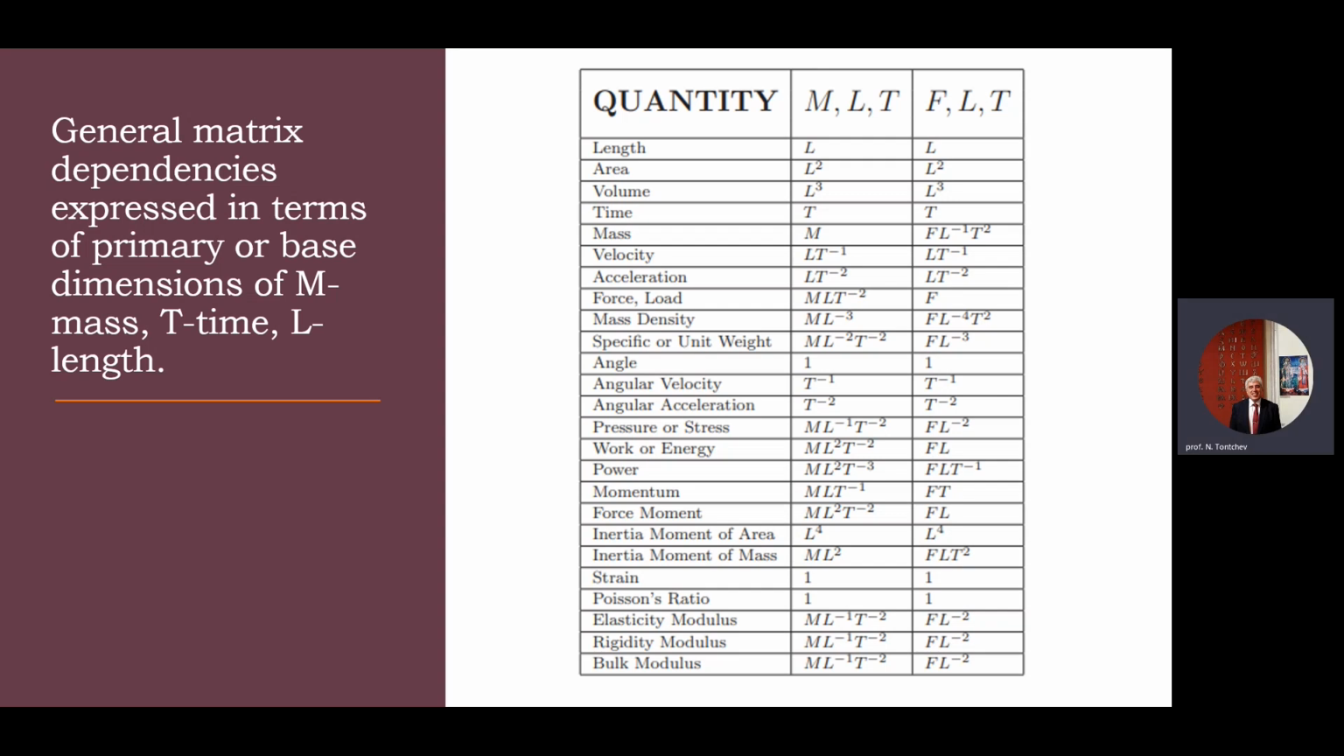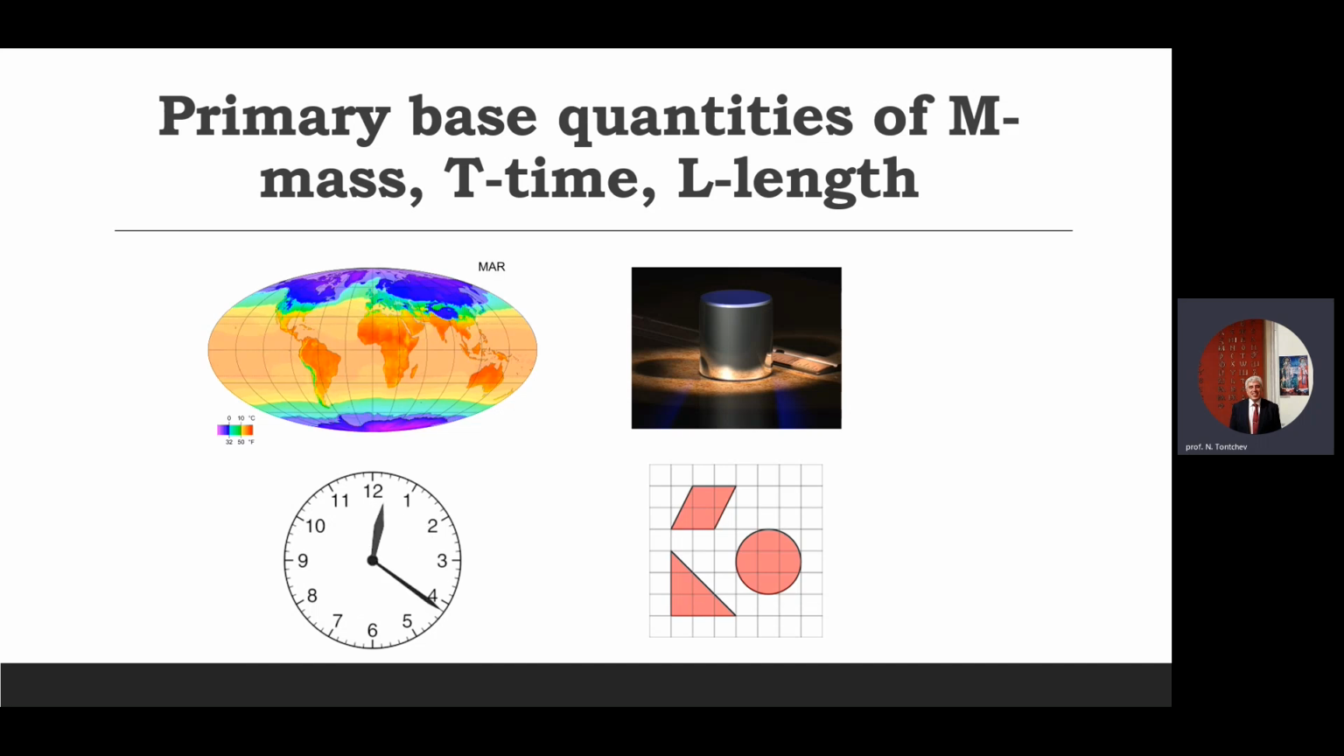Common matrix relationships for forces, density, specific gravity, stresses, work, energy, moments, and various modules are expressed in terms of primary or base dimensions of M for mass, L for length, and T for time. Dimensionless quantities are denoted by the number 1. Most of the discrete engineering problems are difficult to quantify. Usually, they are studied using large-scale modeling experiments. This applies both to the design of rational structures and to the determination of optimal technological processes.